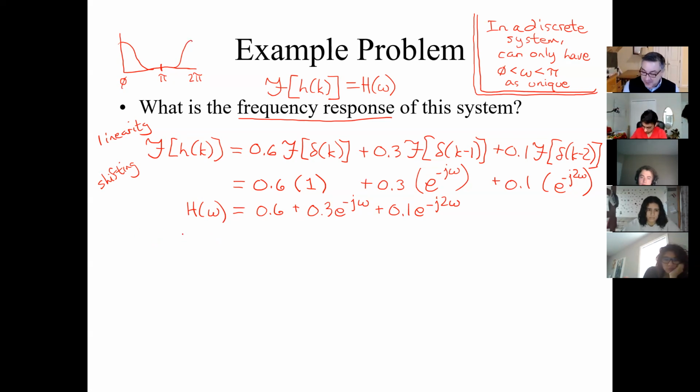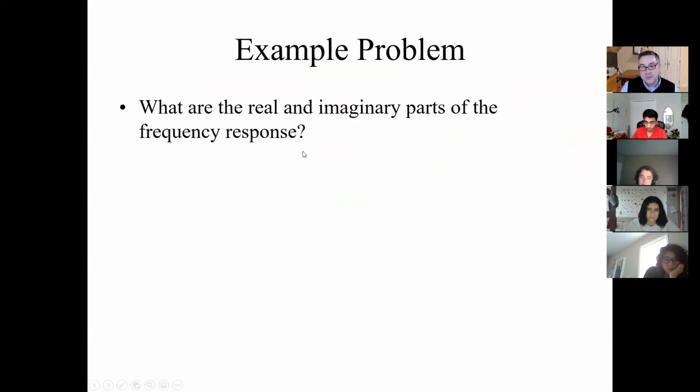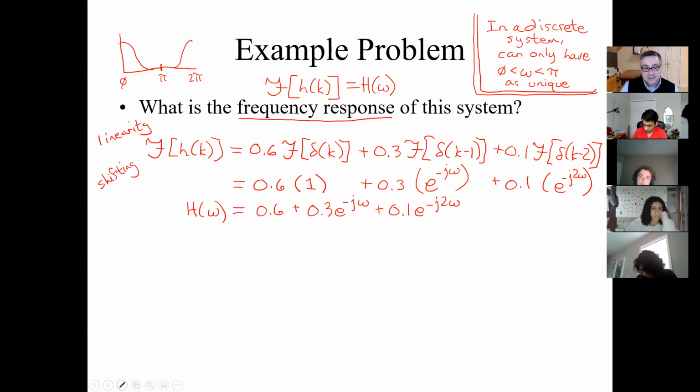Okay. So the next question was, what are the real and imaginary parts of the frequency response? Well, we can get that simply by noting that e to the minus j omega is just cosine omega minus j sine omega.